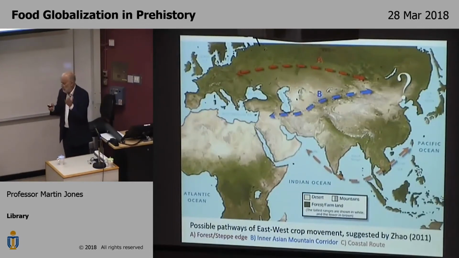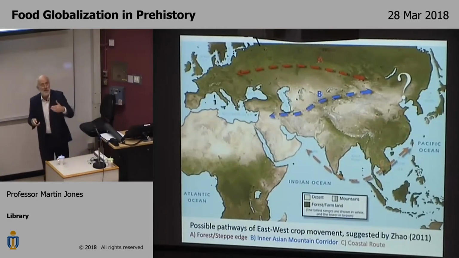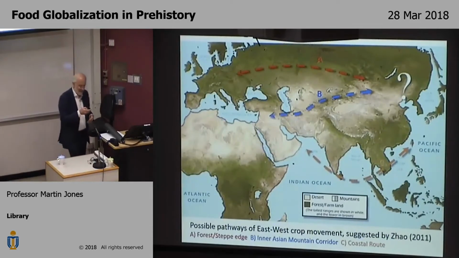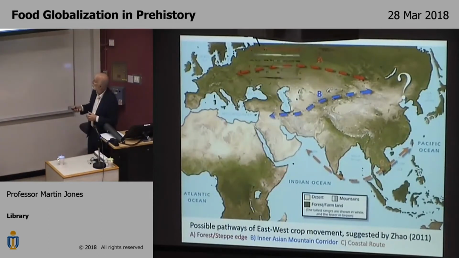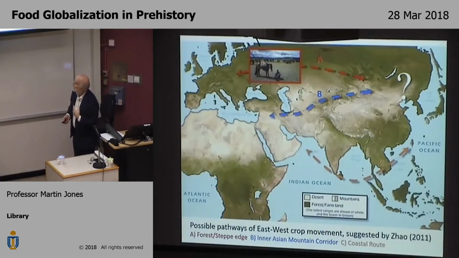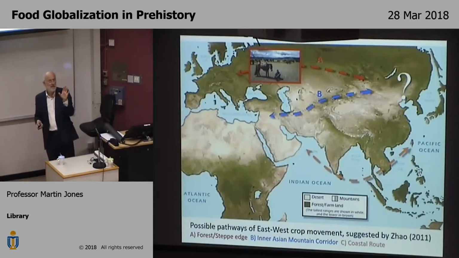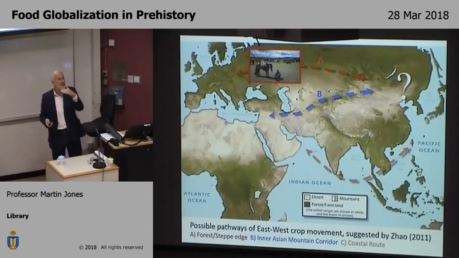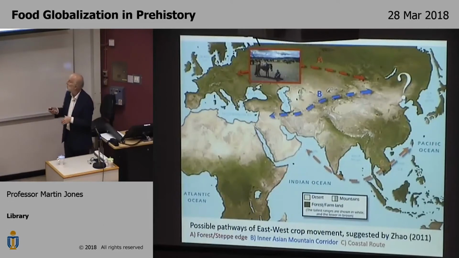So these were three possibilities, and fortunately, because over the last 10 years a number of different groups have been doing flotation, we can start talking about them. My own group and some other groups explored this northern route. And the interesting thing is they are using plants, but not the cereals that moved around. So the northern route is out of it in the early stage.